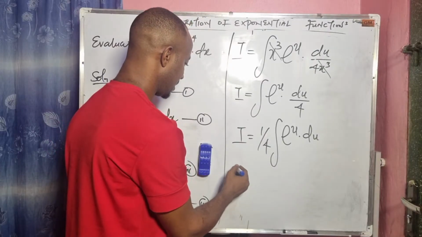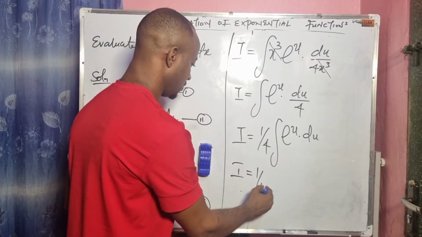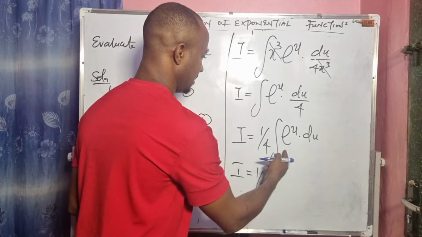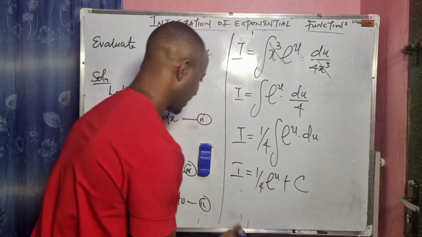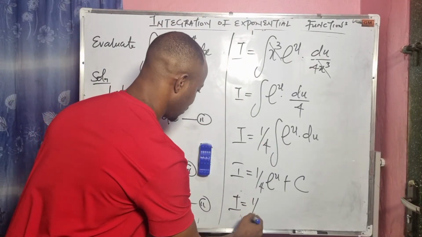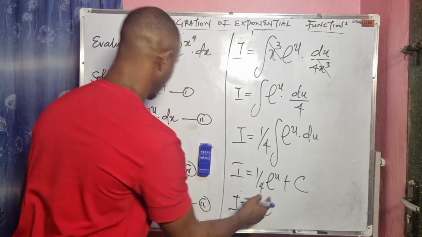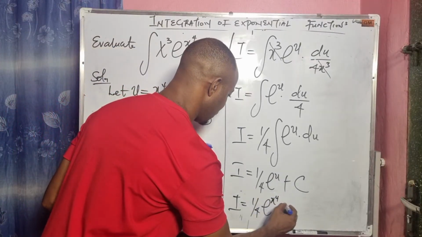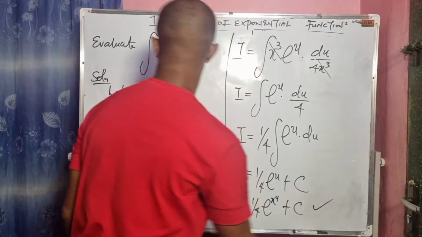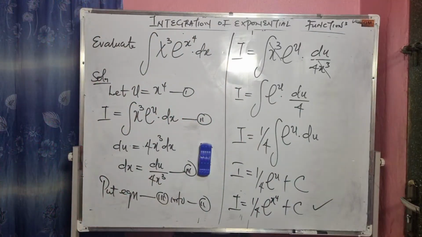So this will give us I equals 1 over 4. Integrating this will give us e^u, then plus C. So the final answer becomes I equals 1 over 4 e to the power of u, where u is actually x to the power of 4, and plus C. Final answer.